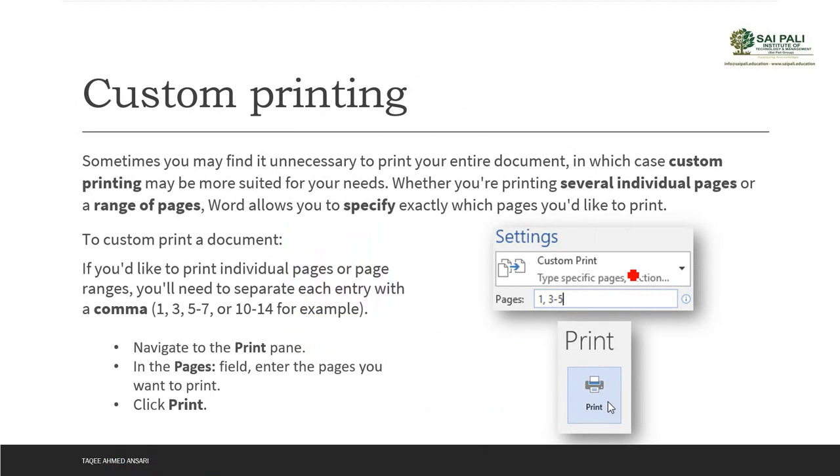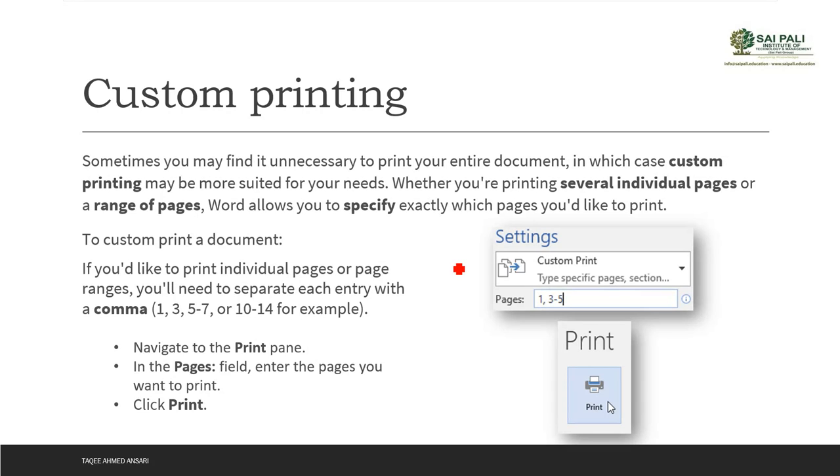Now we can do custom printing also. Custom printing means sometimes we don't need to print the whole document. We don't need to print all 13 pages. Suppose I want to print only some particular pages. I want to print only page number 1, page number 5, page number 6, or only pages 10 to 14, 5 to 7, something like this. So you can use this custom printing option.